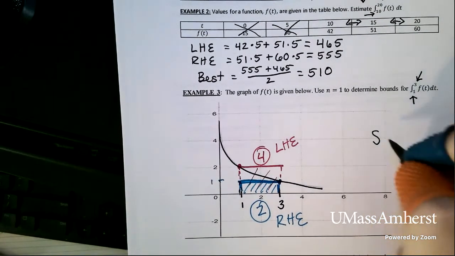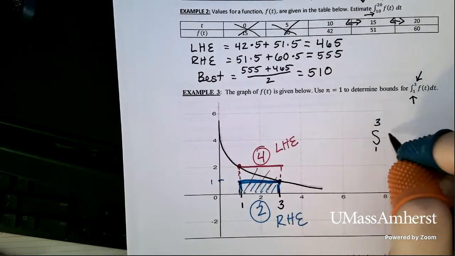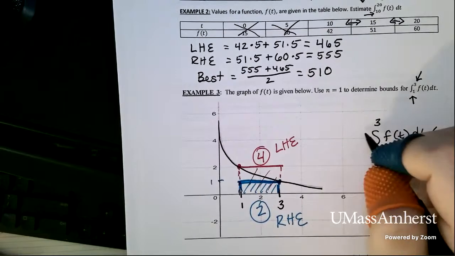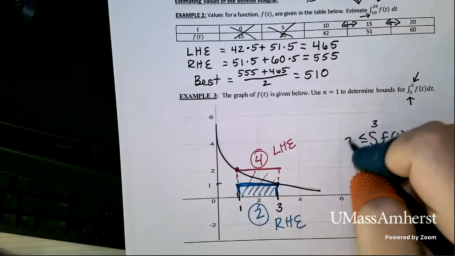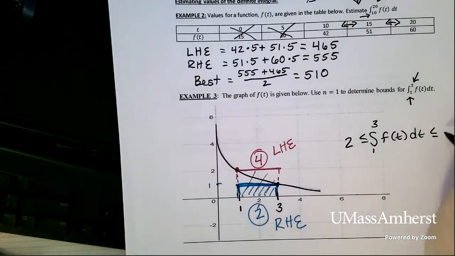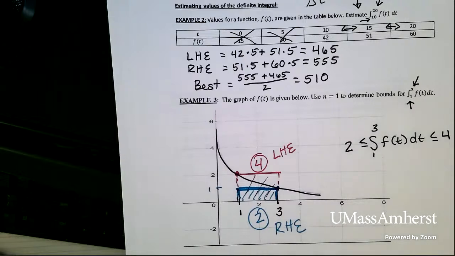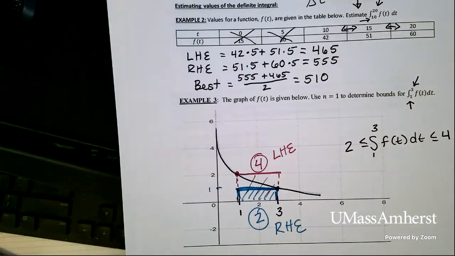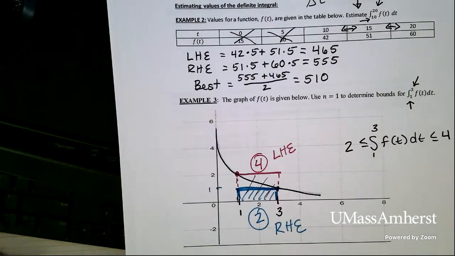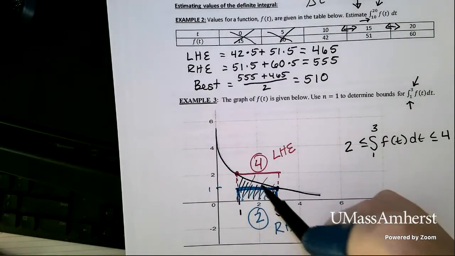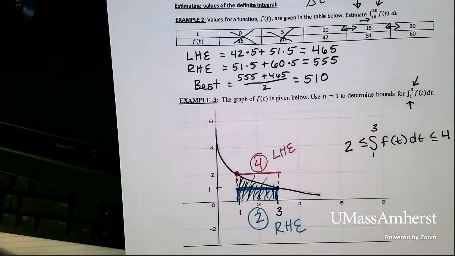And so how I would answer this question is that the exact area under the curve has to be between 2, my lower estimate, and 4, my overestimate. So it's got to be between 2 and 4. Those are the bounds where the actual area needs to be. And again, the actual area is the area under the curve that's here that we're trying to approximate.